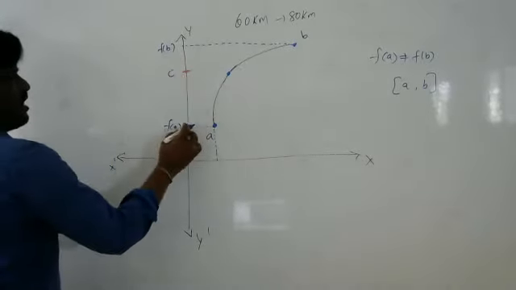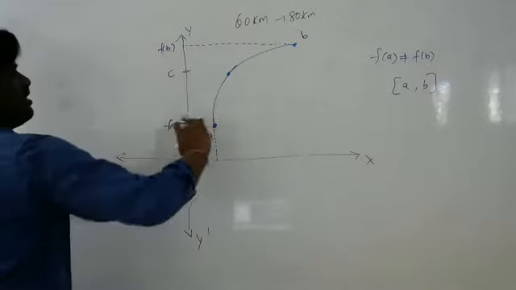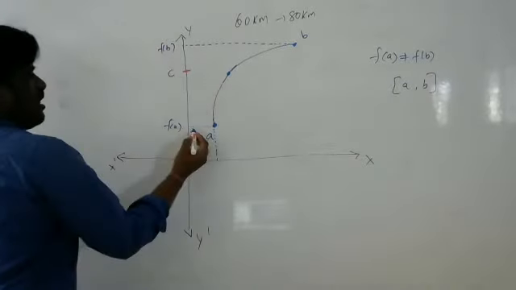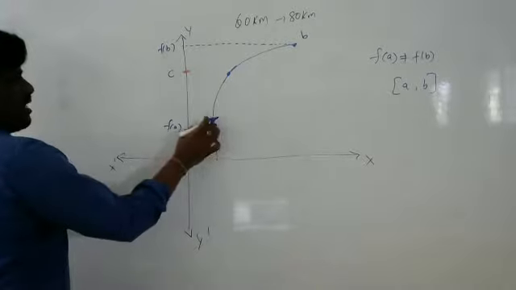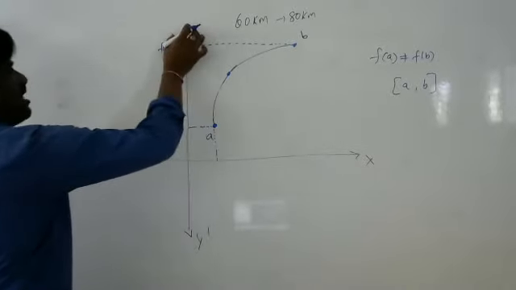See here. This is f of A. This is f of B. These are the surrounding places: this is the starting place, and this is the ending place.